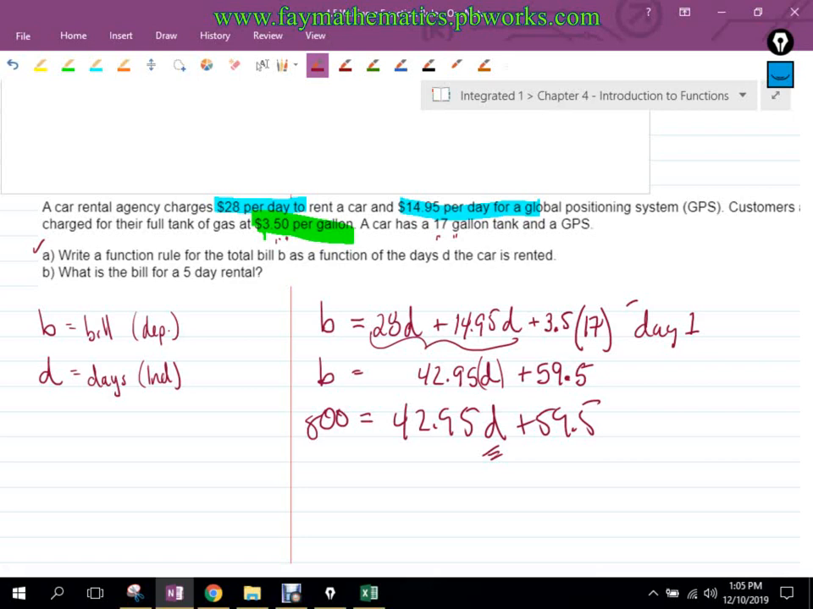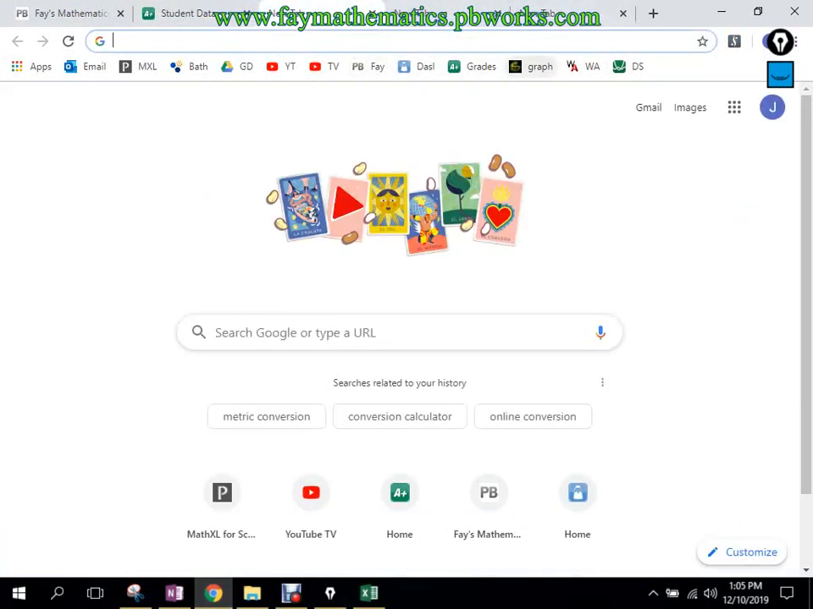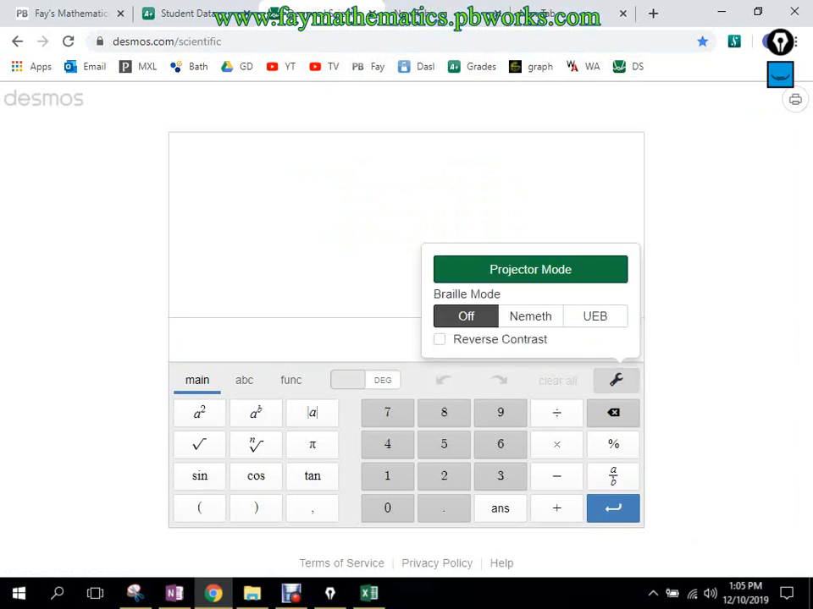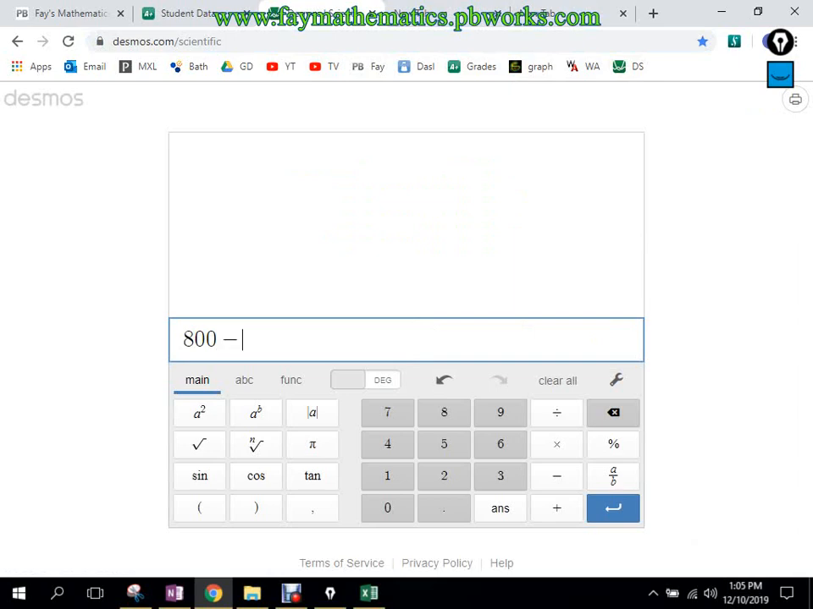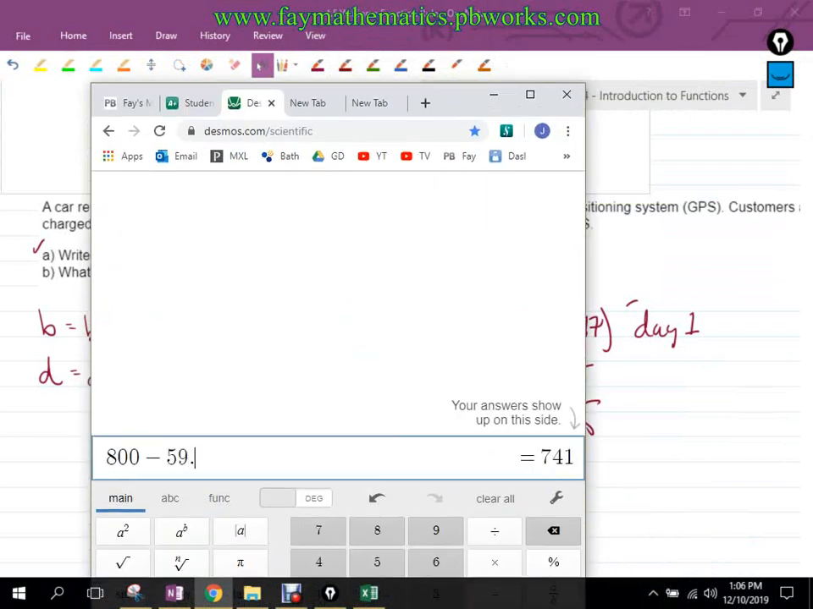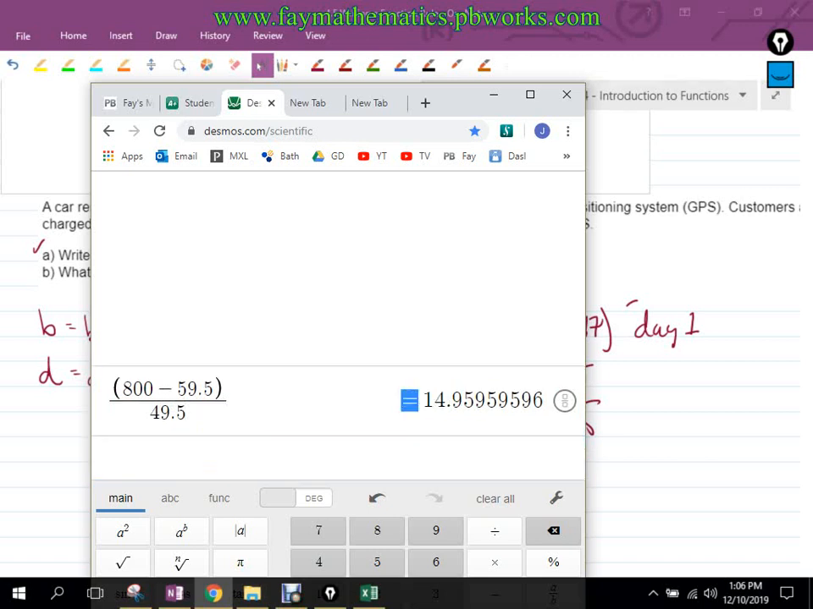So if I take $800, let's see here. Take my $800 minus, okay, what was it, 59.5. Okay? And then we'll divide that amount by the 49.5 number, and it's going to tell me that I can rent this car for almost 15 total days. Does that make sense? Okay?